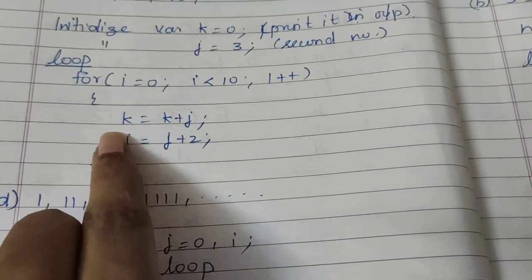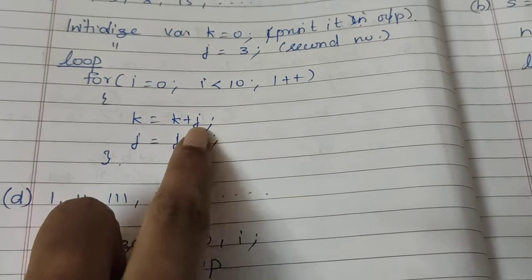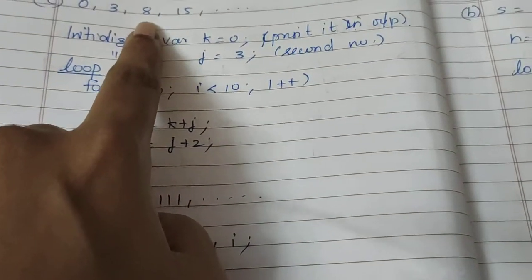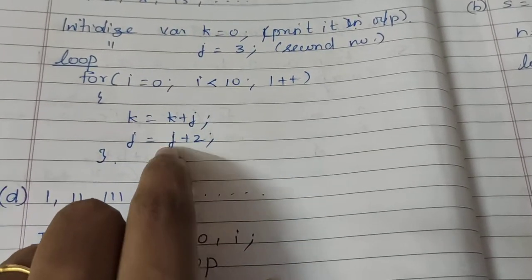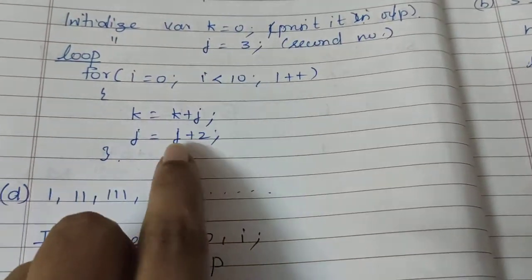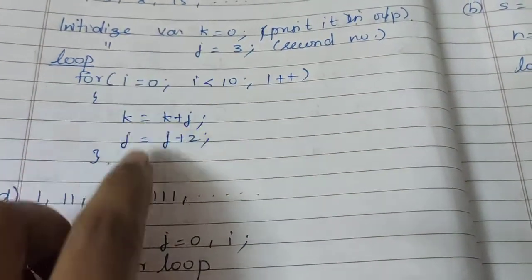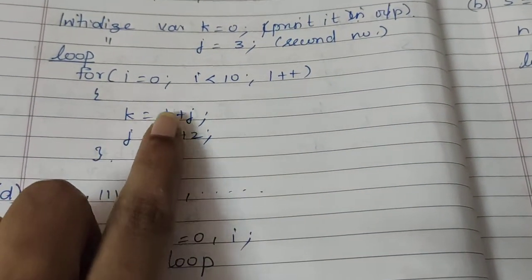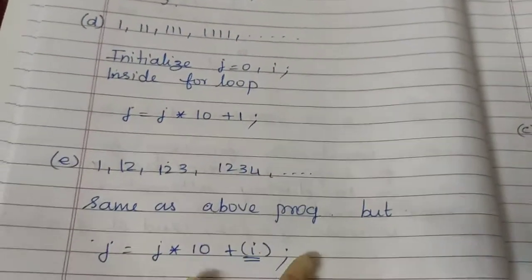For the next iteration, k value is going to be 3, and 3 plus 5 is equal to 8. Next, j was 5, right? Now plus 2, so j will become 7. So 8 plus 7 is 15. So in k, 8 will be there, and 8 plus 7 is equal to 15. Like that it will be coming.